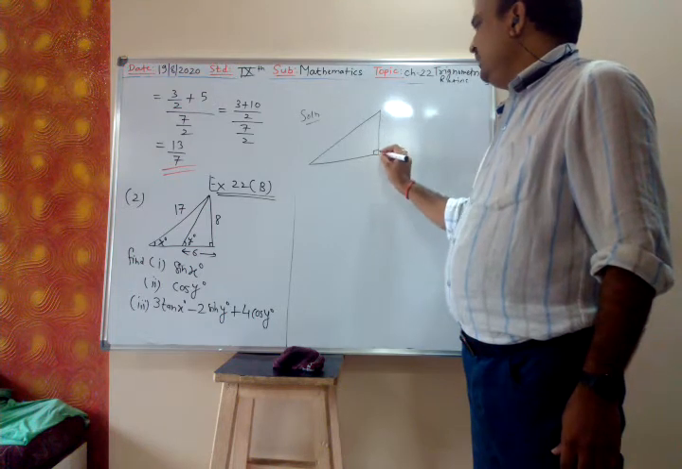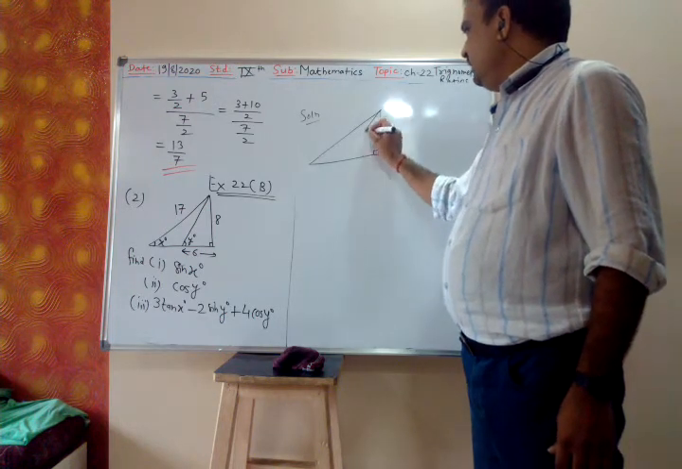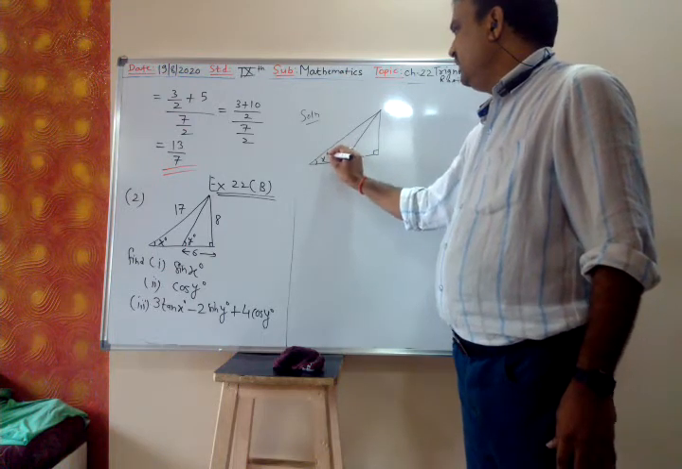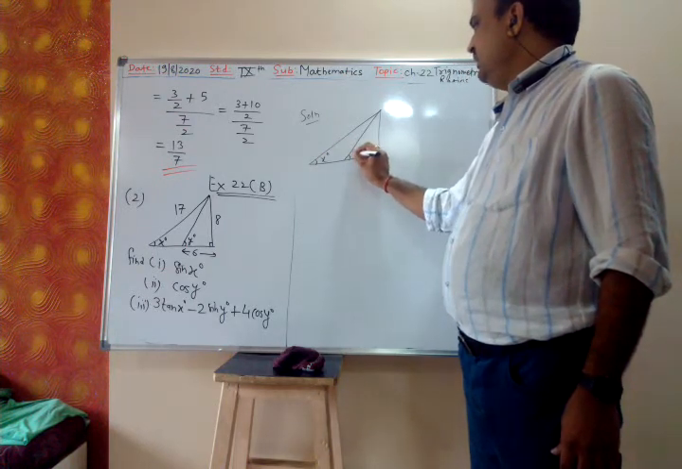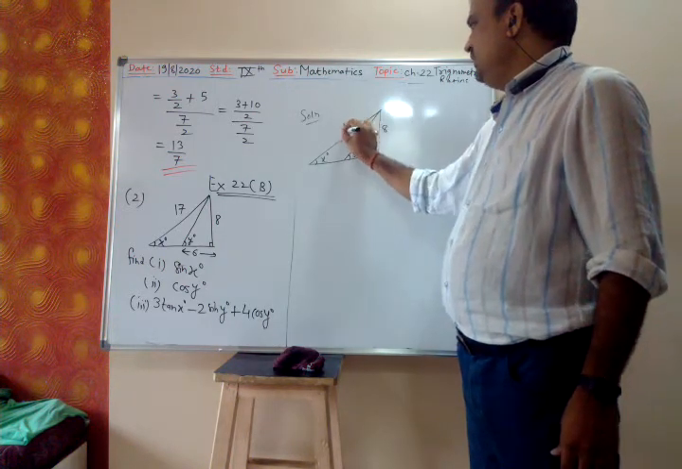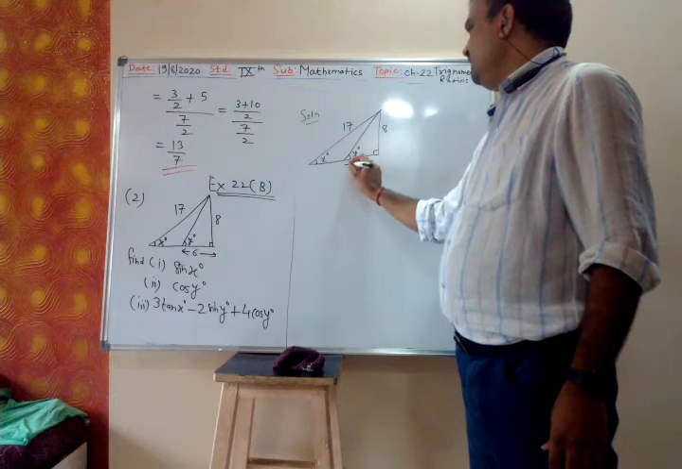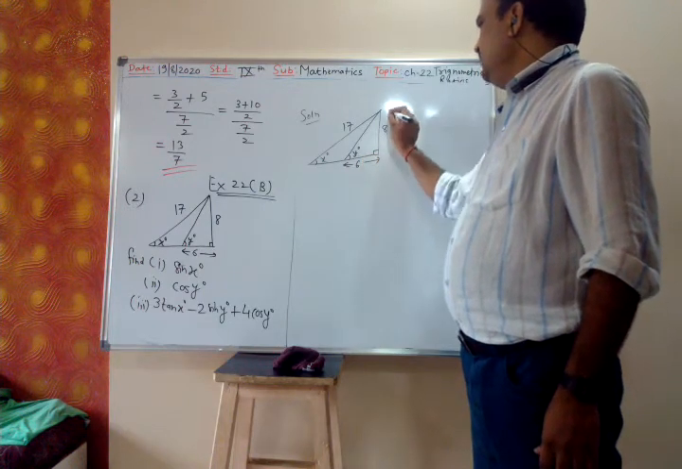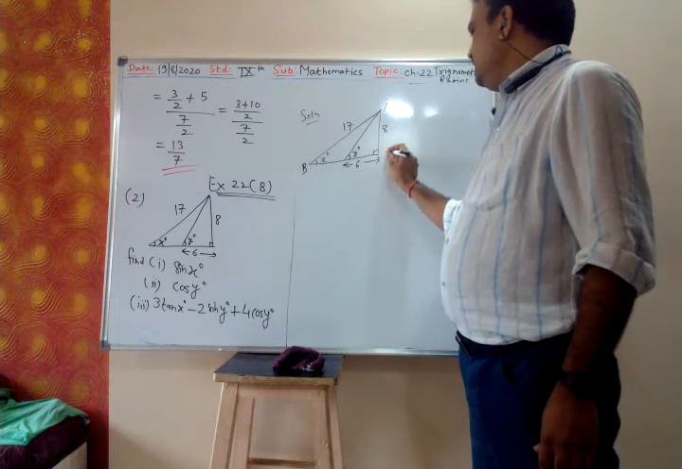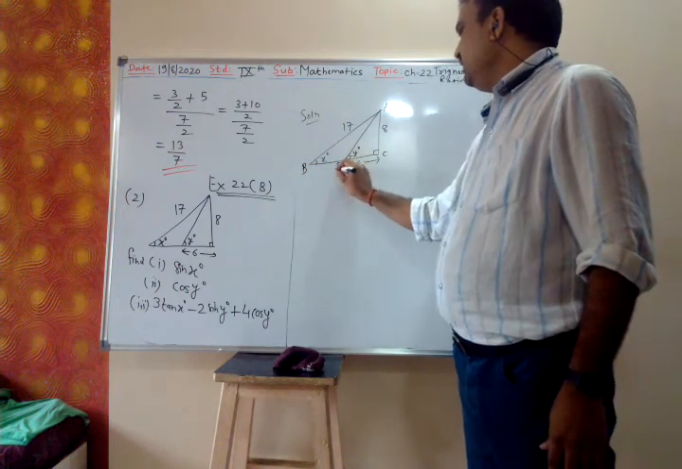This is 90 degree. This is x degree. This is y degree. This is 8, this is 17, and this much is given as 6. So we just name it A, B, C, and this as D.